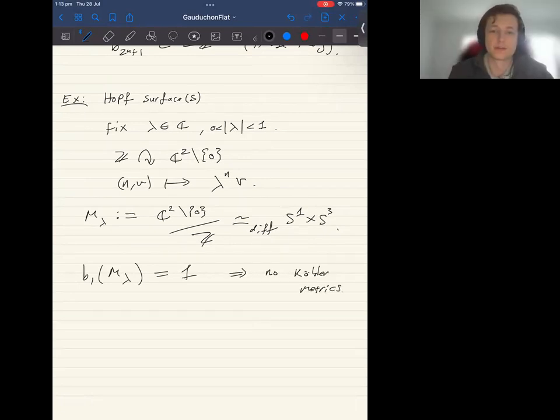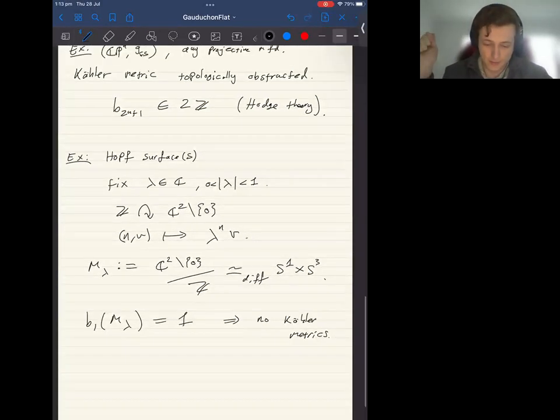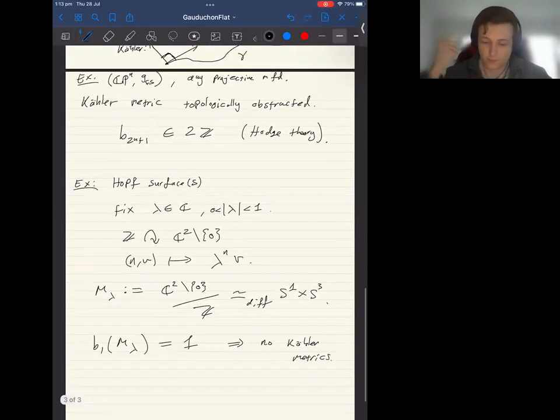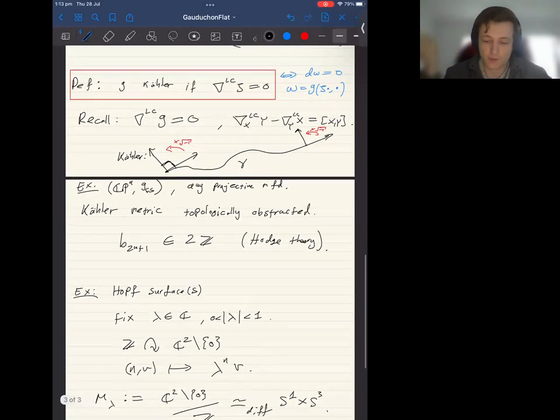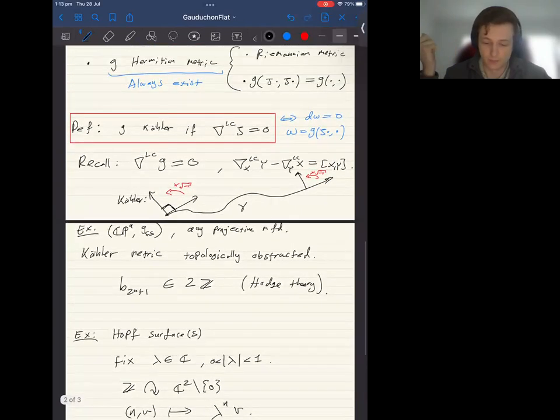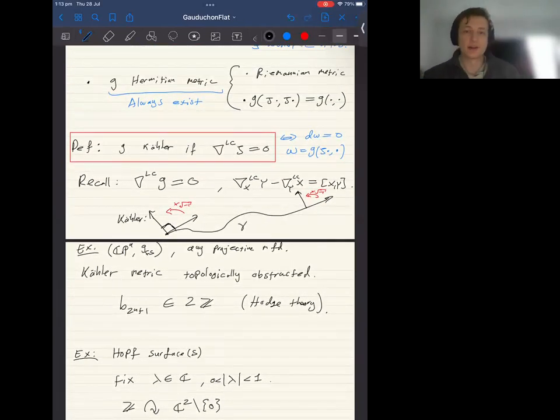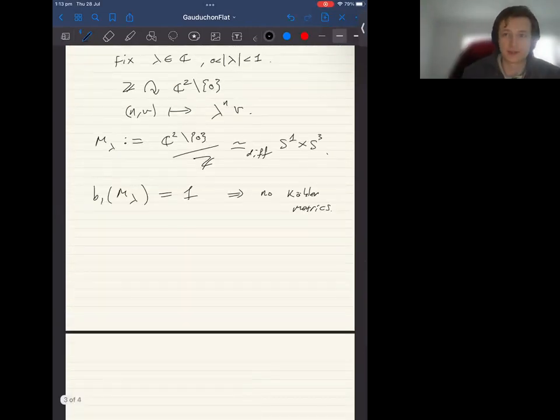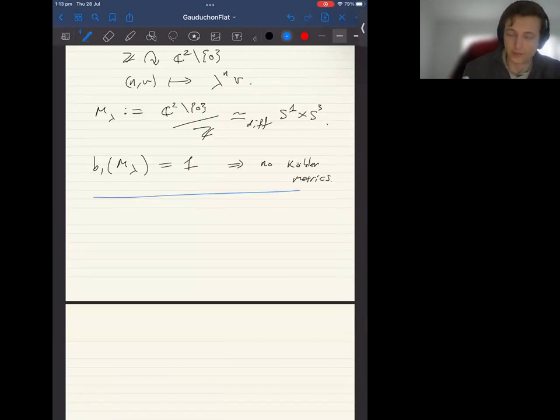I like doing this example because it's something I didn't see until embarrassingly late. Yeah, and most complex manifolds won't be Kähler. I'm sure you could make that sentence precise, but I'm not quite sure at this current instant. But anyway, that's my point. There are plenty of complex manifolds with no Kähler metrics. Are there any questions on the basics so far? Hopefully I haven't cut out or anything.